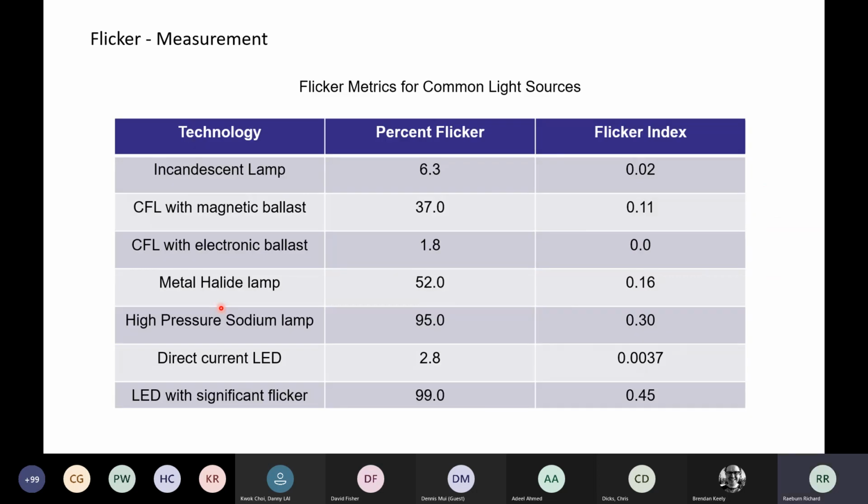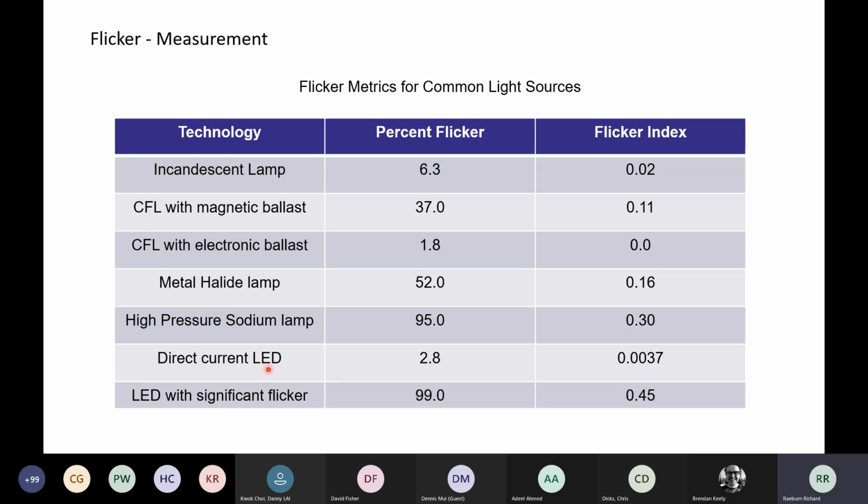In terms of flicker metrics for common light sources, here we see the old incandescent lamp, very small percent and very small flicker index. Up massively higher with the old compact fluorescents with magnetic ballast, and then with electronic ballast, much lower. And then again with HID lamps, so metal halide and high pressure sodium, very high. And I assume that was actually with magnetic gear again. And then down to LEDs.